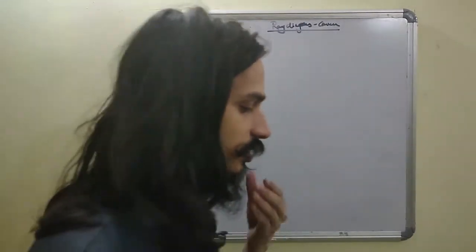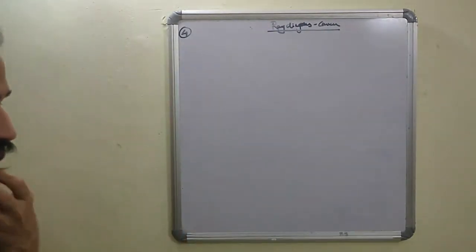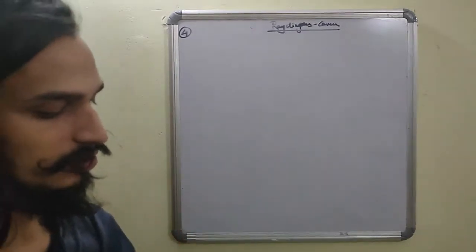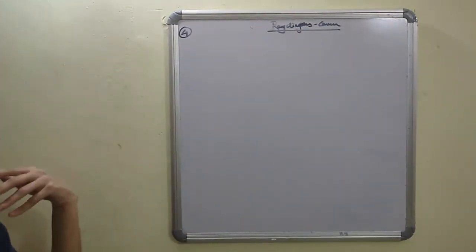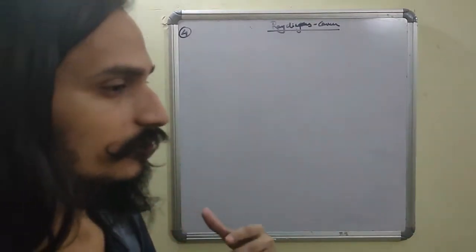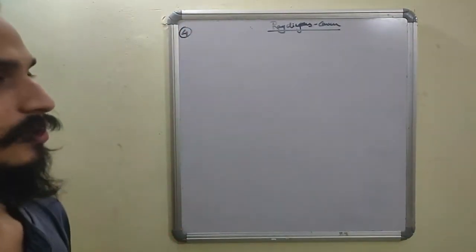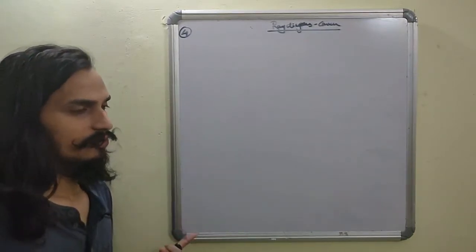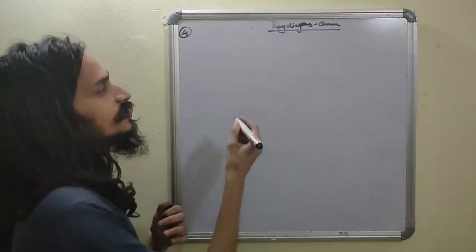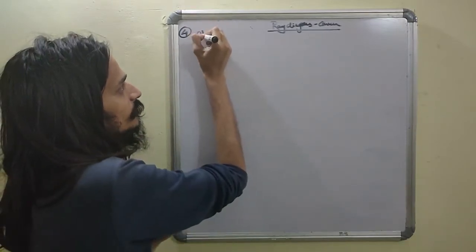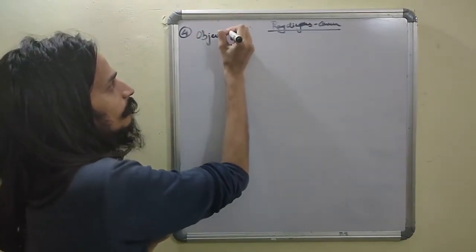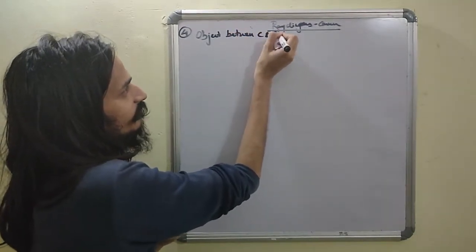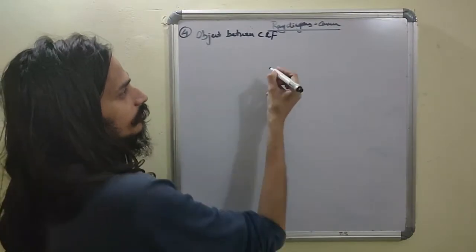Now diagram number 4 is again, like I said, for every step you take the object forward a little bit. So where we stopped, the object is at C. Now we just make sure that the object is a little forward from C, which is between C and F, right? So object between C and F, right?